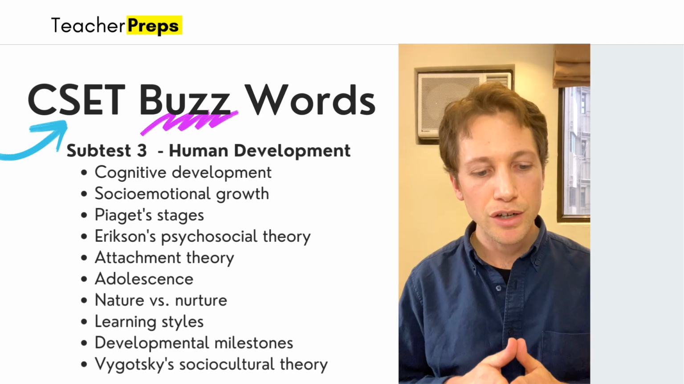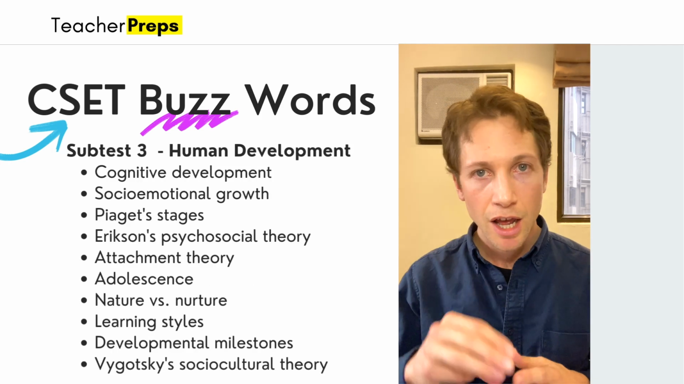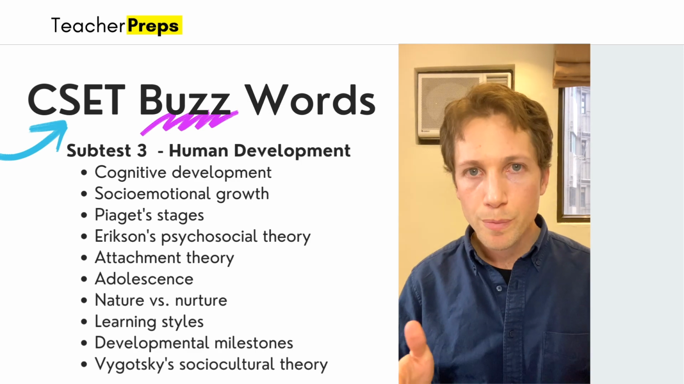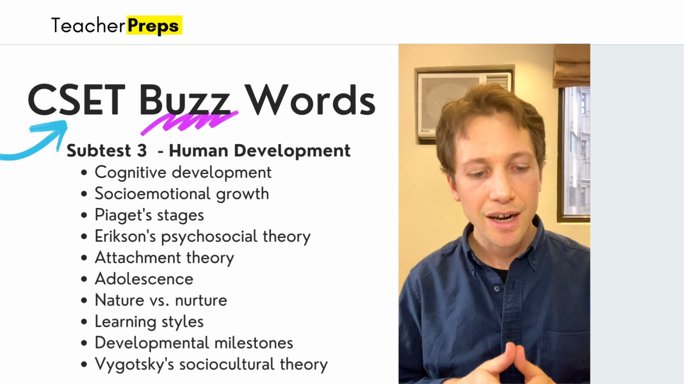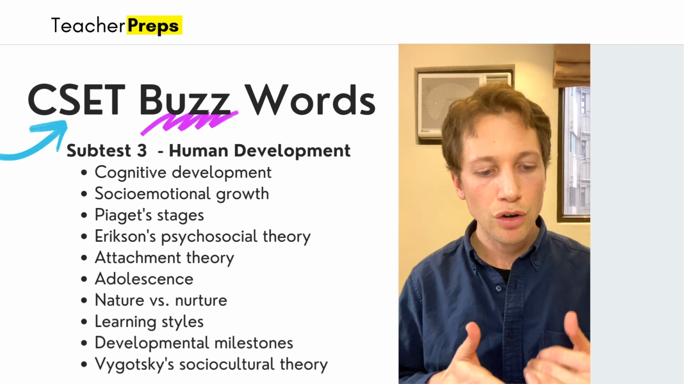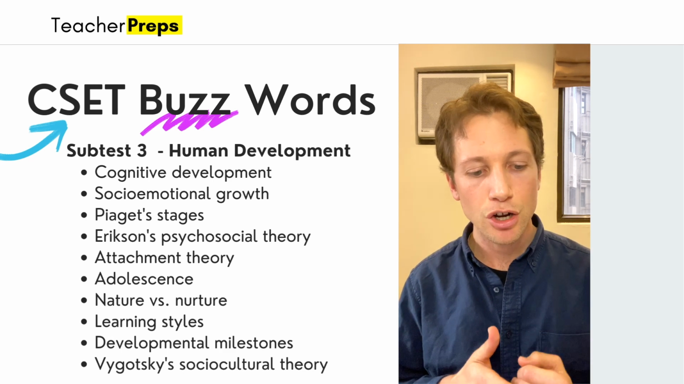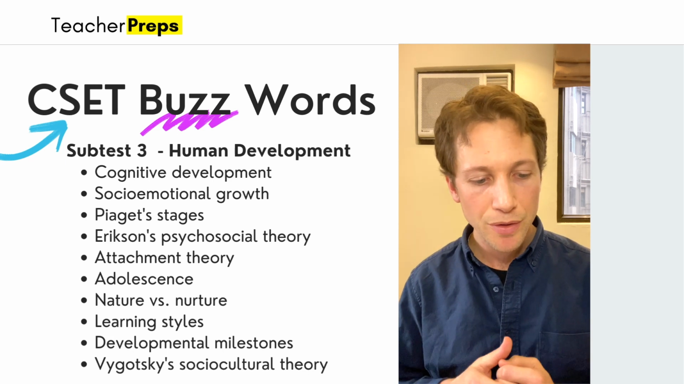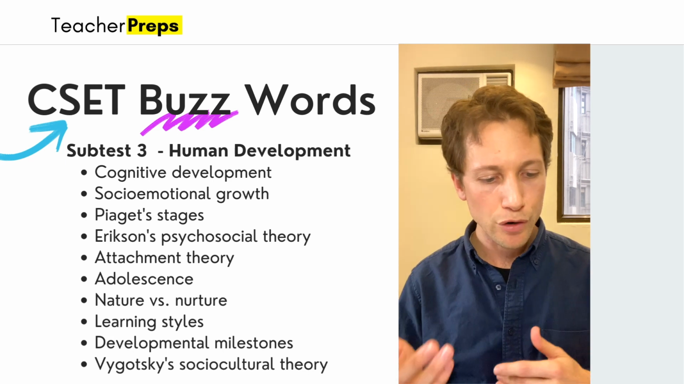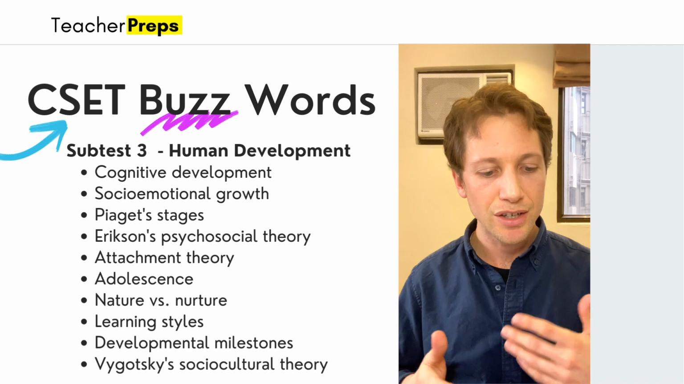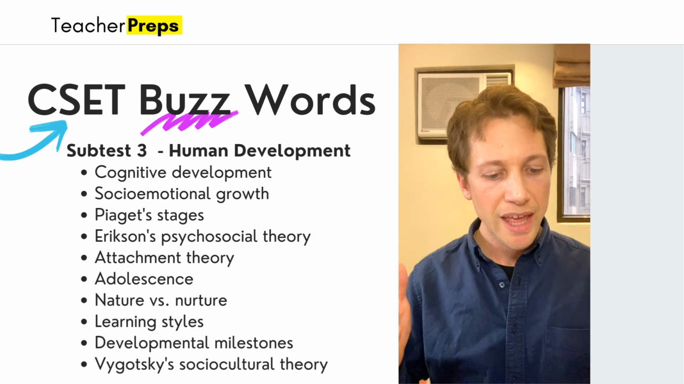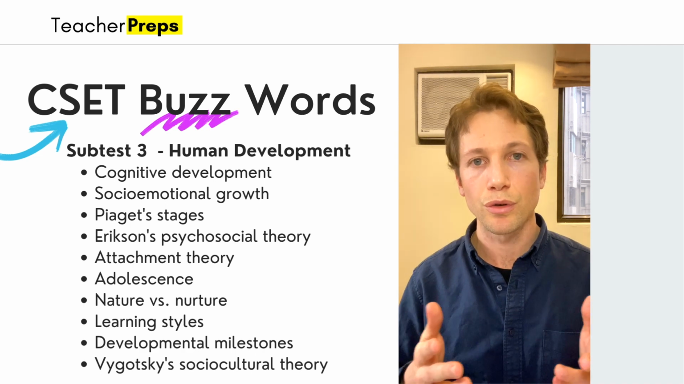Great. Now let's move on to the human development domain of subtest 3. You could be using words like cognitive development, socio-emotional growth, Piaget's stages, Erikson's psychosocial theory, attachment theory, adolescence, nature versus nurture, learning styles, developmental milestones, or Vygotsky's sociocultural theory.